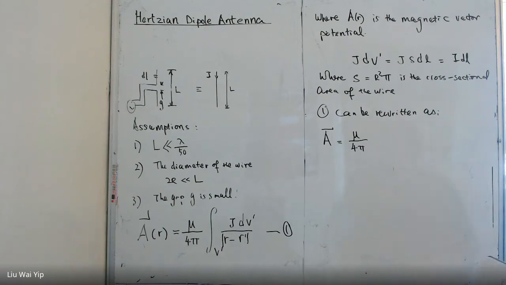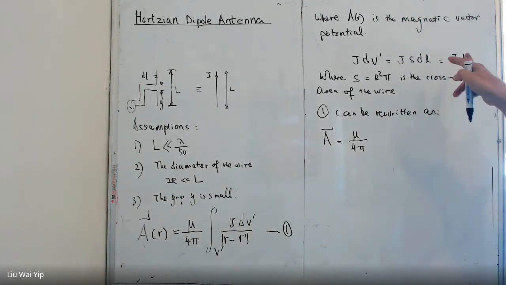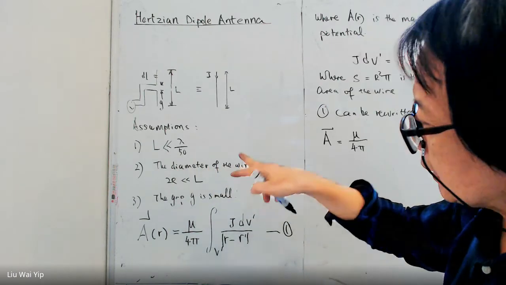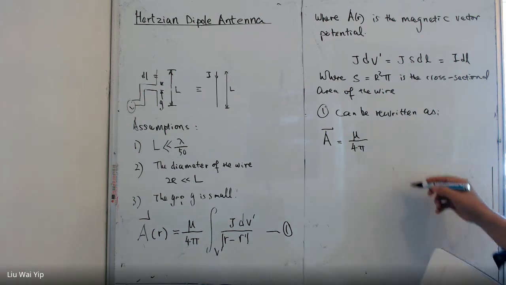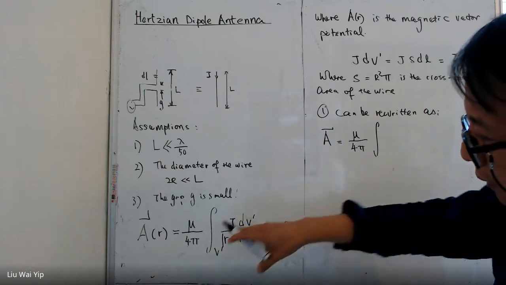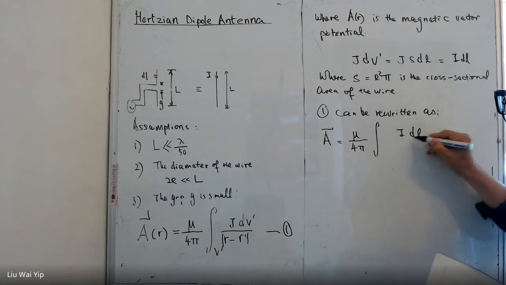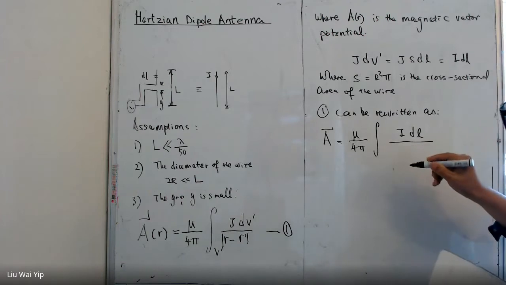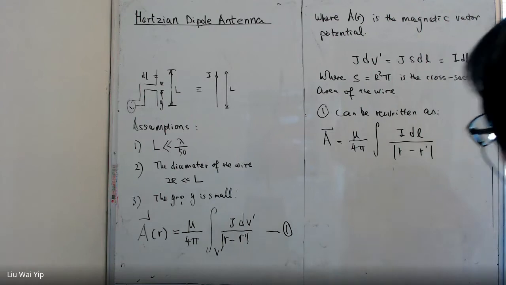And in this case, originally we are dealing with the volume integral, but because of our assumption, the diameter of the wire is infinitesimally small. So in this case, we can just say this is now becoming the line integral with I, dL on the top, and then the R minus R prime. I'm going to comment on this bottom expression later.